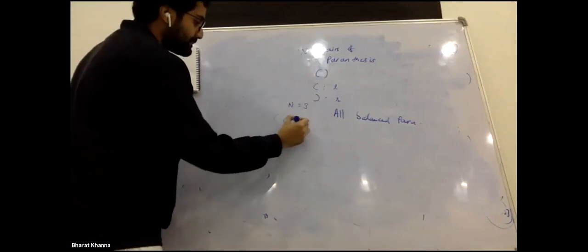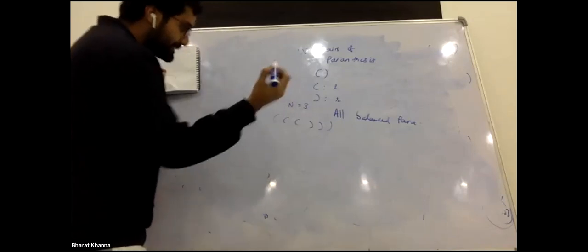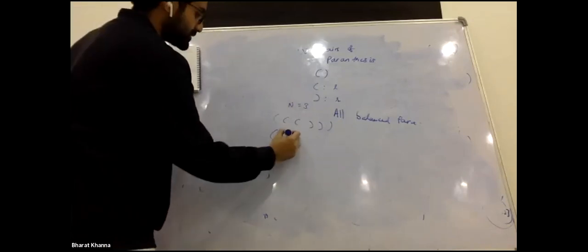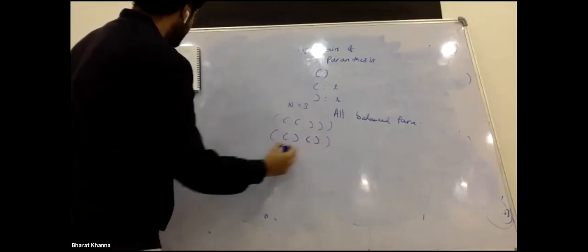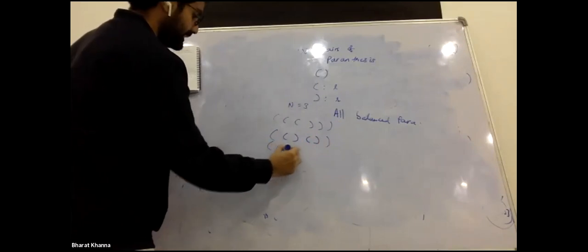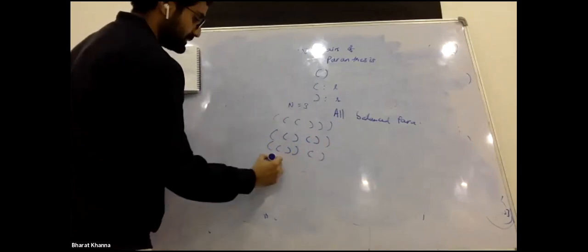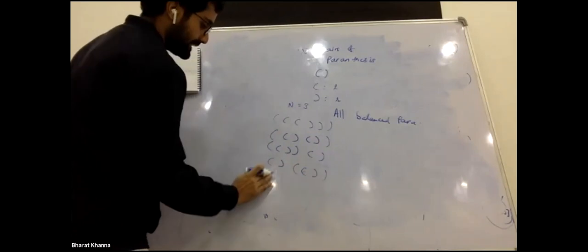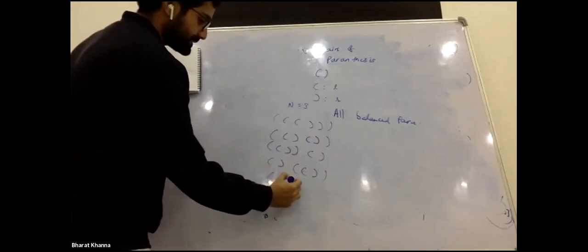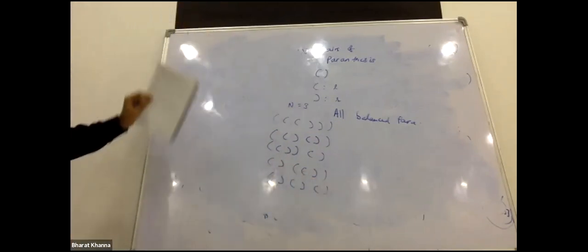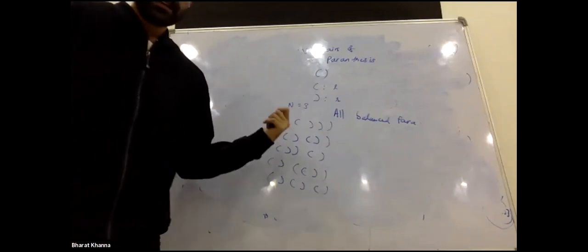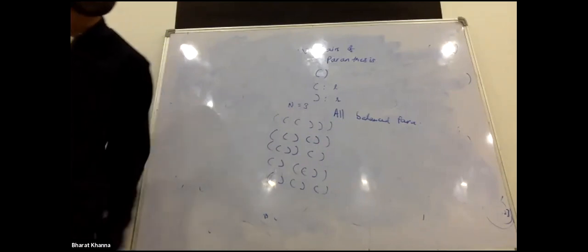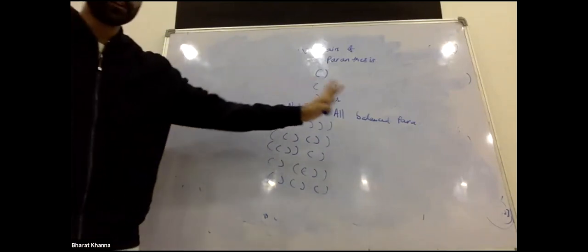One balanced parenthesis could be this, another could be this, another can be something like this, then I have something like this, and then I have this. Is that clear? How many of you understood it? That for a given value of n, how are we printing the different balanced parentheses?